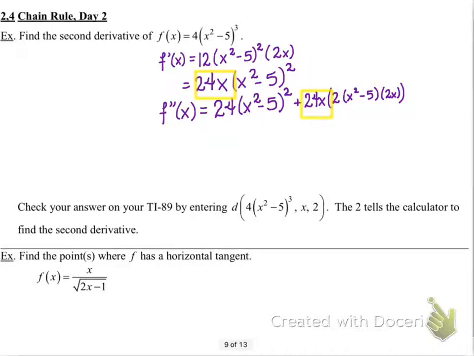Then, boop, boop, boop. We're going to take the derivative of the inner function. There's your inner function. The derivative of that would just be 2x.